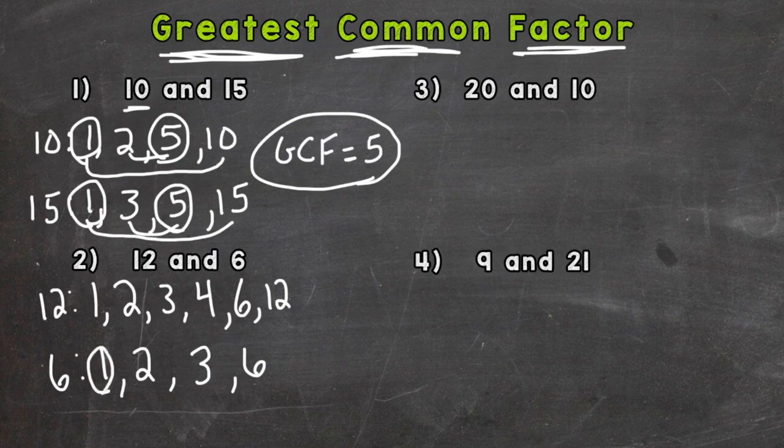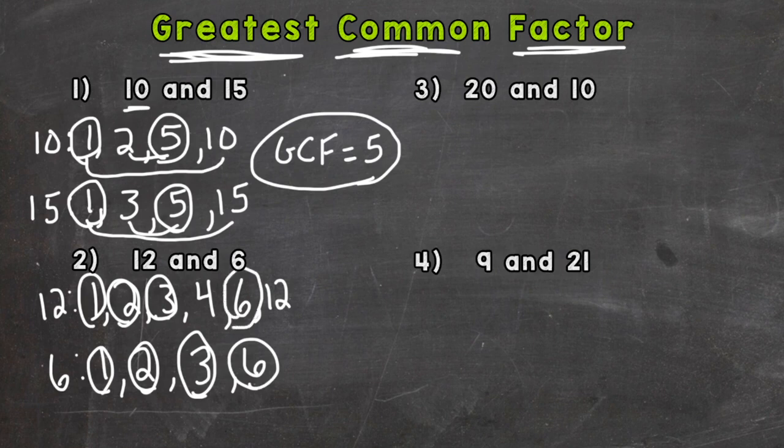So I see they have 1 in common. And sometimes that will be your answer for greatest common factor. Not for number 2 here. Well, speaking of 2, they have 2 in common, 3 in common, and they also have 6 in common. So they have a lot of common factors, but we want the greatest. So the GCF for 12 and 6 is going to be 6.